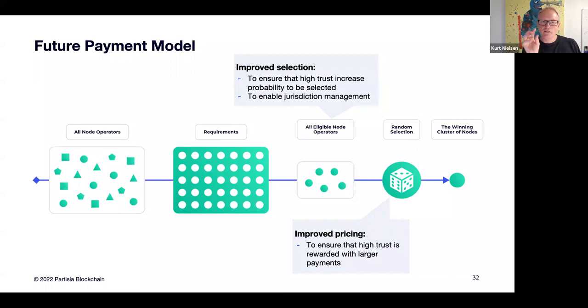This is where the whole trust scoring comes in: the more trusted you are, the higher the probability you'll be selected for these jobs. So this is where you can earn more utility by being more trusted in the network. And we're adding what we call jurisdiction management. We have European nodes, American nodes, and Asian nodes. We can divide it into different groups. In fact, we're dividing into all of the different countries. And the more nodes we have, the more you have in each country or jurisdiction. You can select a jurisdiction and have nodes in that jurisdiction running your computation.